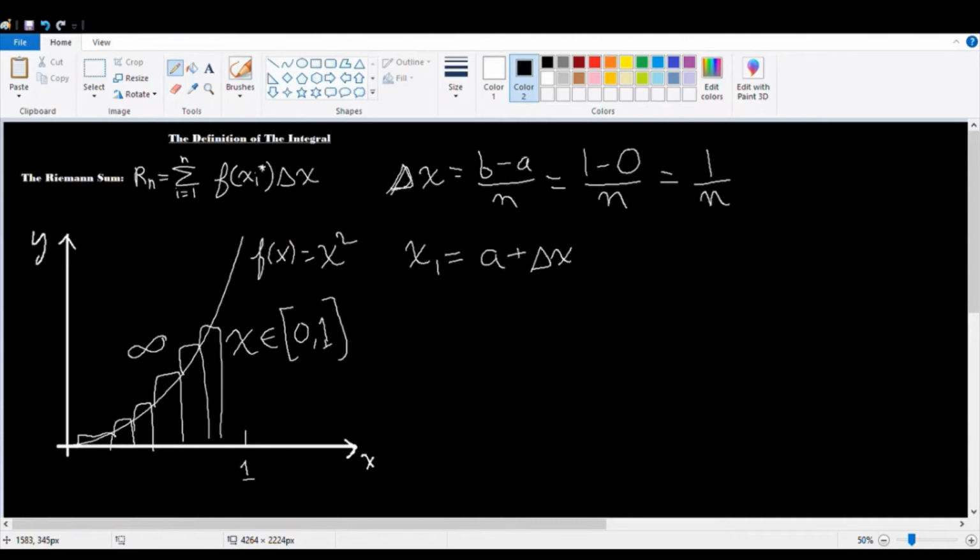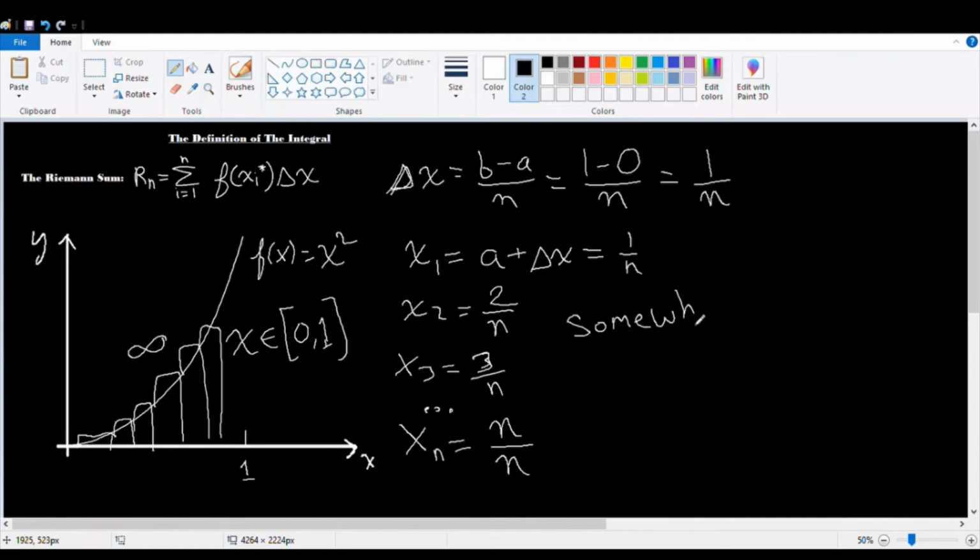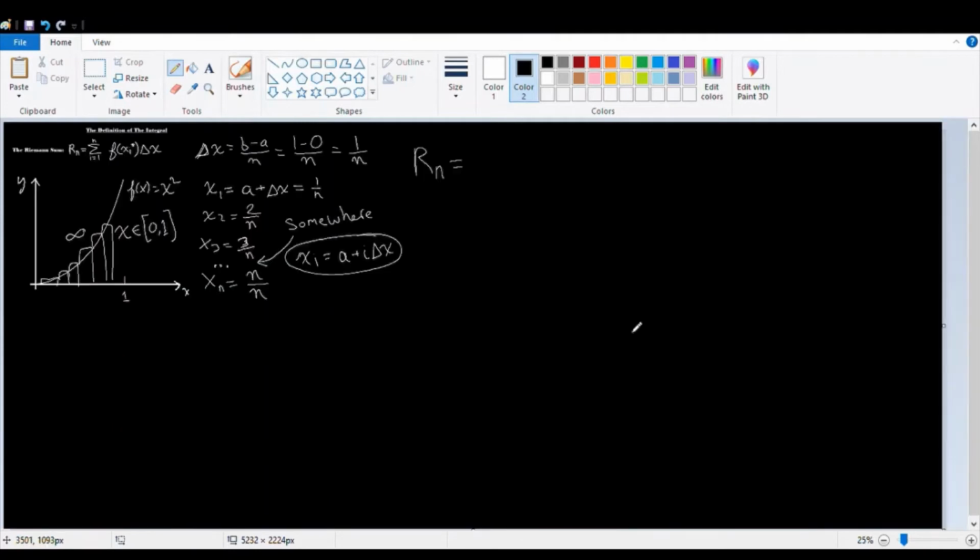So the first x1 will be calculated by putting a plus delta x, so 1 over n, because a is 0. And the second one will just be a plus 2 times delta x, so 2 over n. The third will be 3 over n, and for n it'll be n over n, because n times delta x is just n over n. So these are all the x points, the right endpoints of all the rectangles. And somewhere in there we'll have xi equals a plus i times delta x.